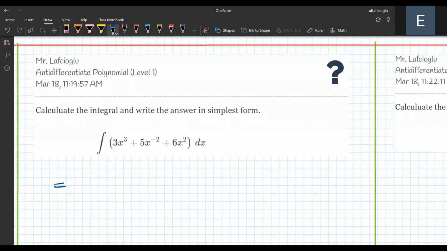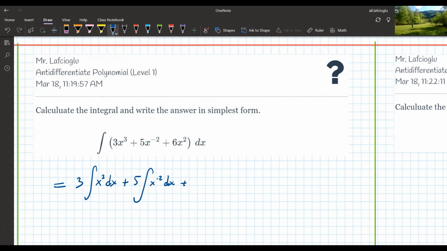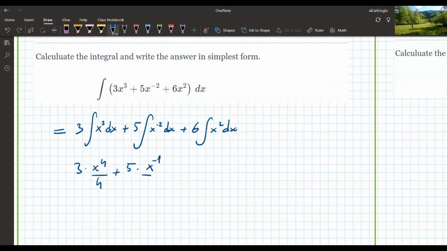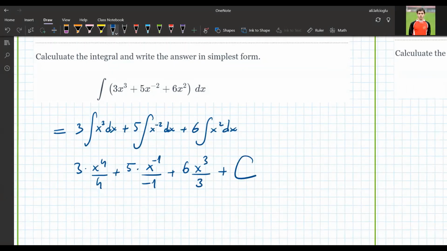It will be cubed. So you may write in this form, integral of 3 times x cubed dx, 5 times integral x to power negative 2 dx, plus 6 times integral x squared dx. So integral of x cubed is x to power 4 over 4. Integral of x to power negative 2 is x to power negative 1 over negative 1. Why? Negative 2 plus 1 is negative 1, because we are adding. Plus 6 times x cubed over 3. Do not forget to write plus c.